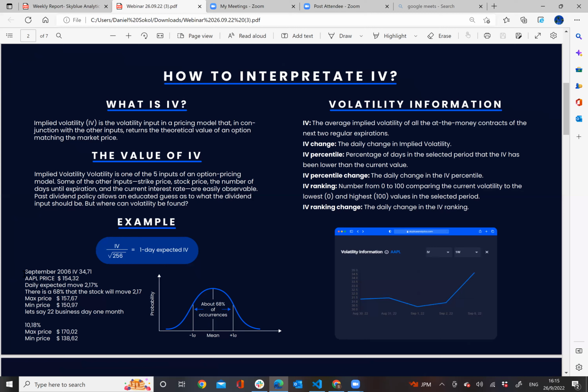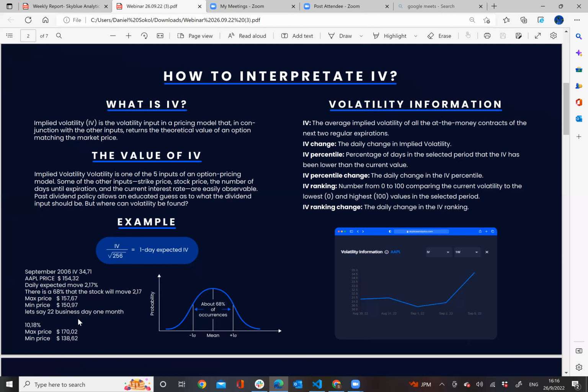So here we have an example of Apple's stock price at 154. This was 2 weeks ago. And we calculated with an IV of 34.71. So you set 34.71 divided by the square root of 256, and basically the daily expected move was going to be 2.17%. So you calculate 2.17% up, and you calculate 2.17% down. And there you have the max price for that day based on the implied volatility of at the money contracts of Apple that day.